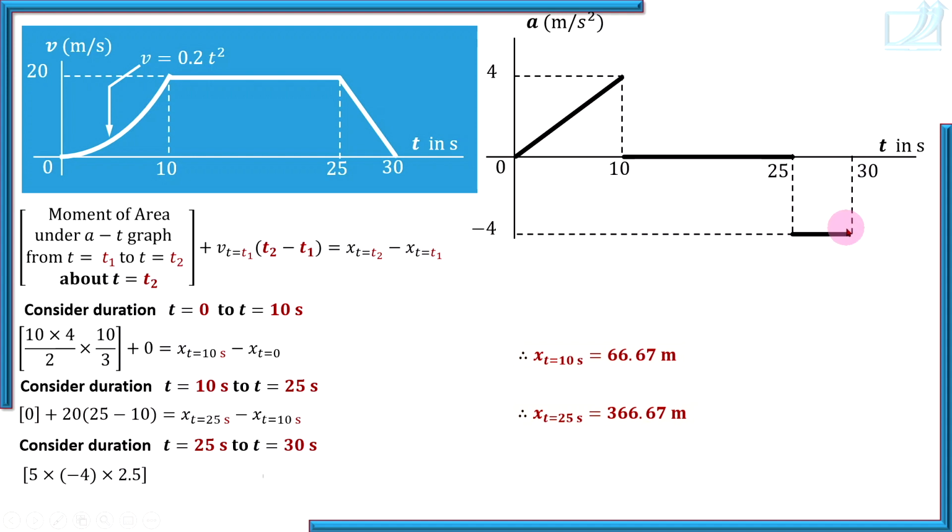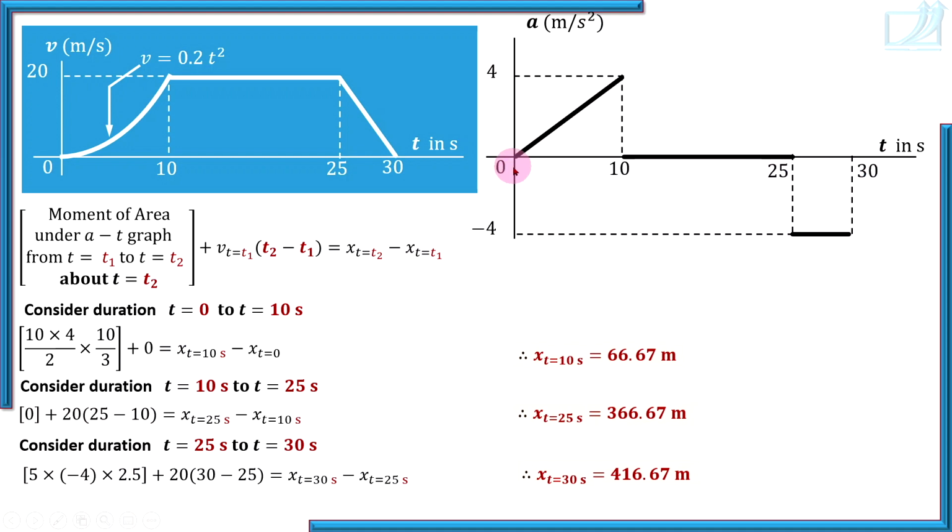We are taking moment about t equal to 30 plus initial velocity. Now in this interval, initial velocity is again 20, into duration, it is 30 minus 25. And we got the answer. It is x at t equal to 30 equal to 416.67. X at t equal to 30 seconds is equal to 416.67 meters. So we know position values at all these important instants 0, 10, 25 and 30.